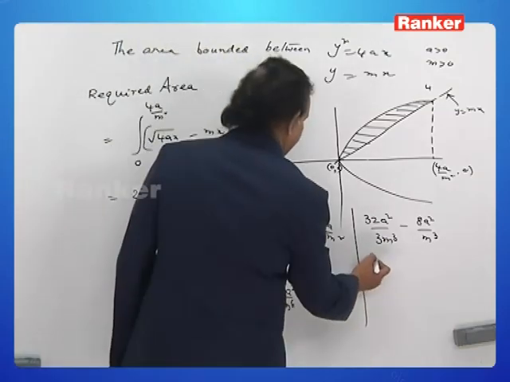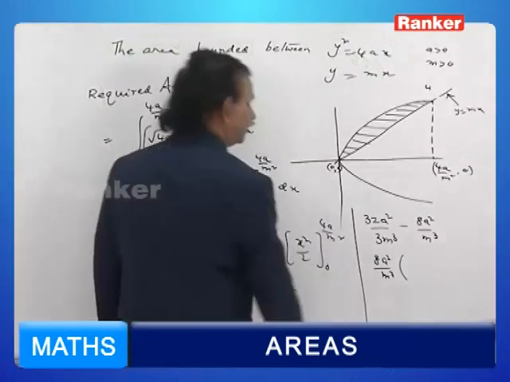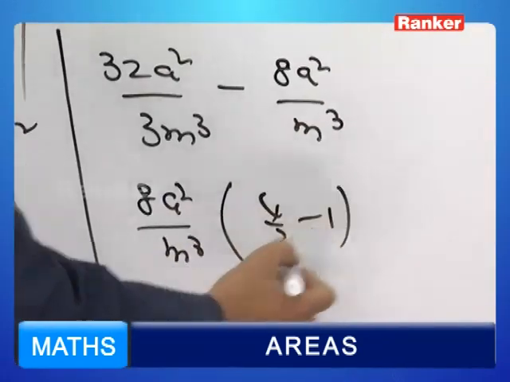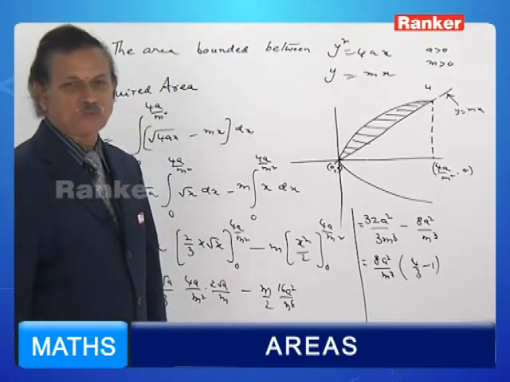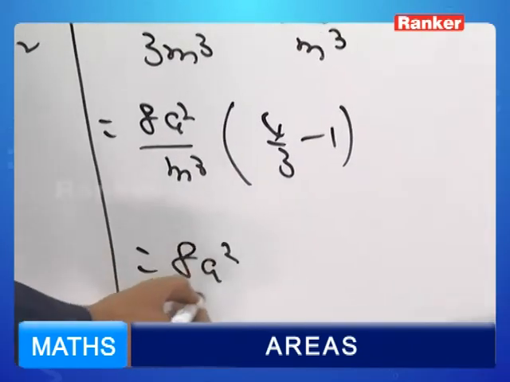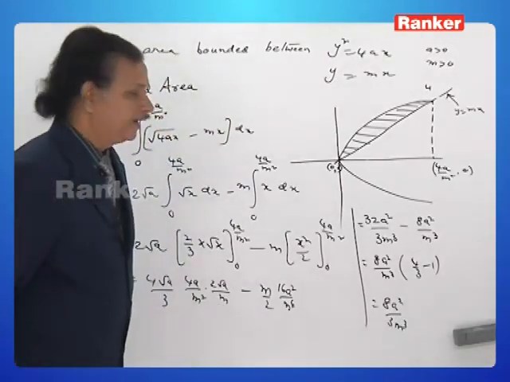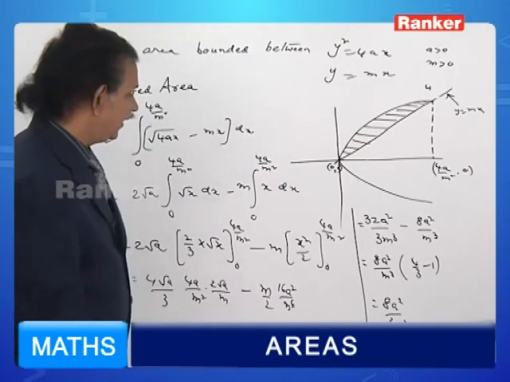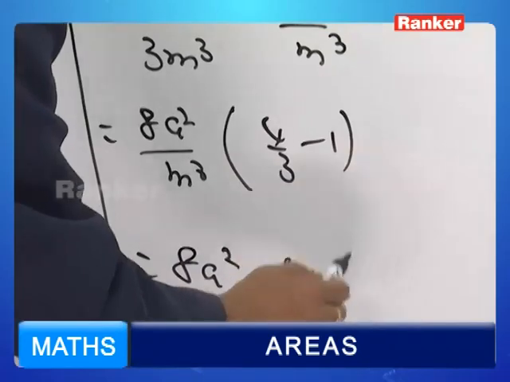Let me get 8a square by m cube as a common factor. What is going to happen? 4 by 3 minus 1. What is 4 by 3 minus 1? It is just nothing but 1 by 3. Hence, that is 8a square by 3m cube. 8a square by 3m cube, that is the answer. 8a square by 3m cube, so many square units.